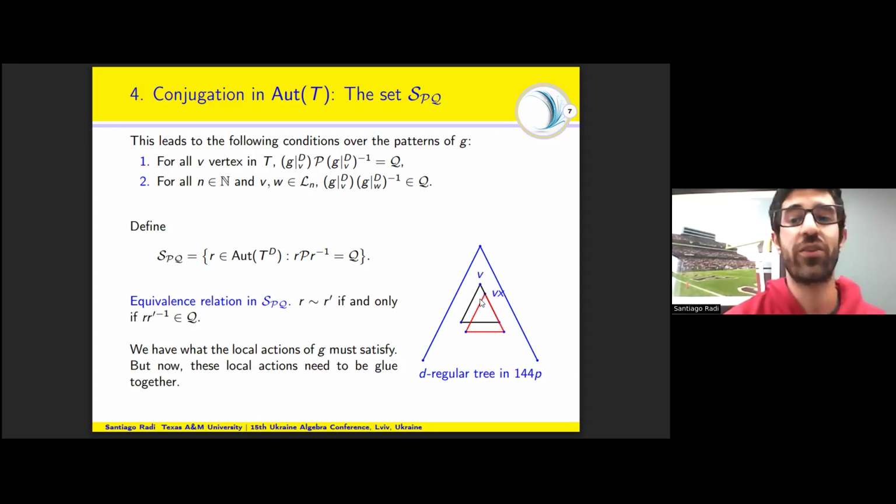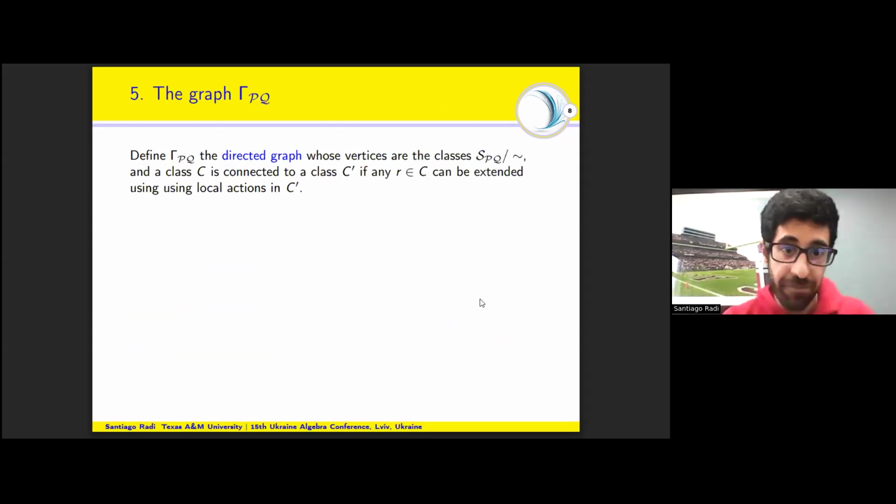So we need to add another condition in order to glue the patterns together in order to make a whole element. So for that, I define this directed graph where the vertices are the classes of the set that I just mentioned. And one class is connected to another class basically if, for any element R in my class C, I can find patterns, local actions in C prime, that extend my element R at any child.